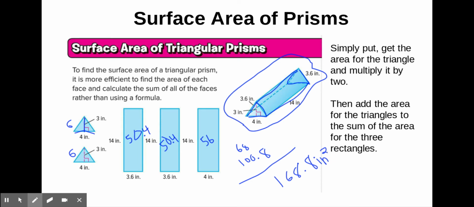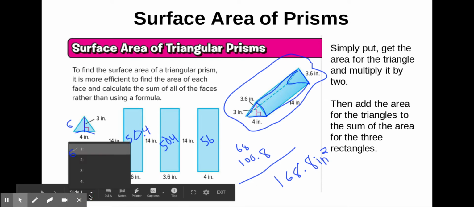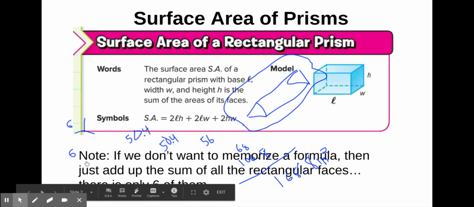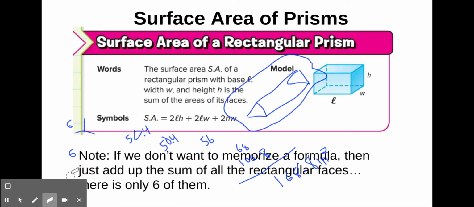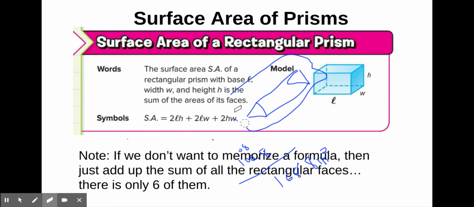Let's talk about rectangular prisms. So let me just get my pointer back here, bring up the next slide. And then while I'm talking about this, I'll be erasing. And so surface area of a rectangular prism, again, it's working the same way. It's just that what you have here is you have 6 faces. 6 faces. And so 6 rectangular faces.